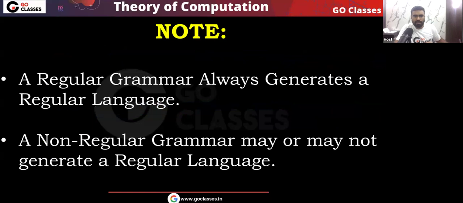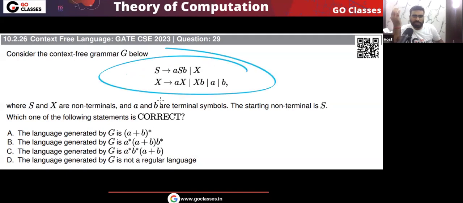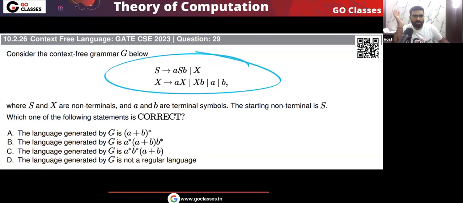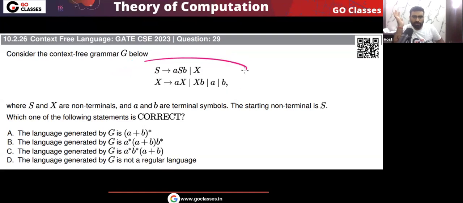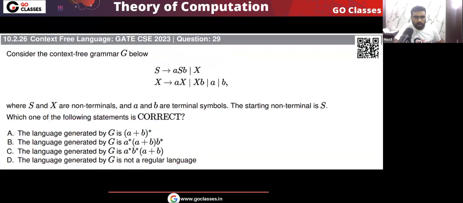Remember, in this question the given grammar is actually non-regular, but the language that it is generating is actually regular. Many students think that if the grammar is non-regular, then the language will not be regular, but that is not correct. If your grammar is non-regular, then the language may or may not be regular. But if your grammar is regular, then your language will always be regular. The question is asking for the language, so you have to find the language, and if you find it you can easily see that the answer will be option B.